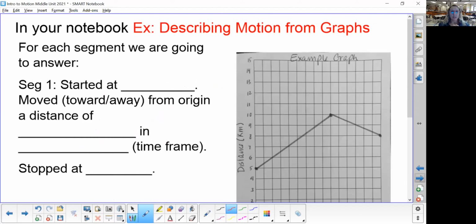You want to find this handout, and it should say at the top in your notebook, or in your binder, an example describing motion from graphs. This is in lesson 5. It's the first one, the intro one.